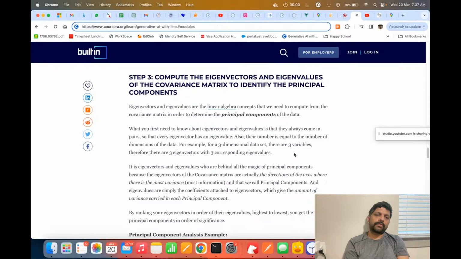Next, the steps of PCA: step 1 is standardization. Step 2 is calculation of covariance. Then compute the eigenvectors and eigenvalues of the covariance matrix to identify the principal components. That is the linear algebra concept that we need to compute from that.